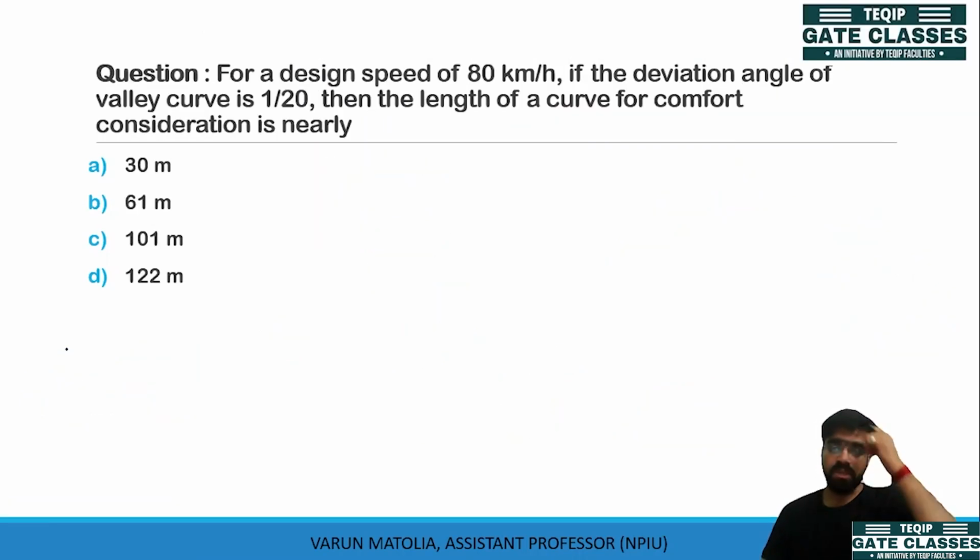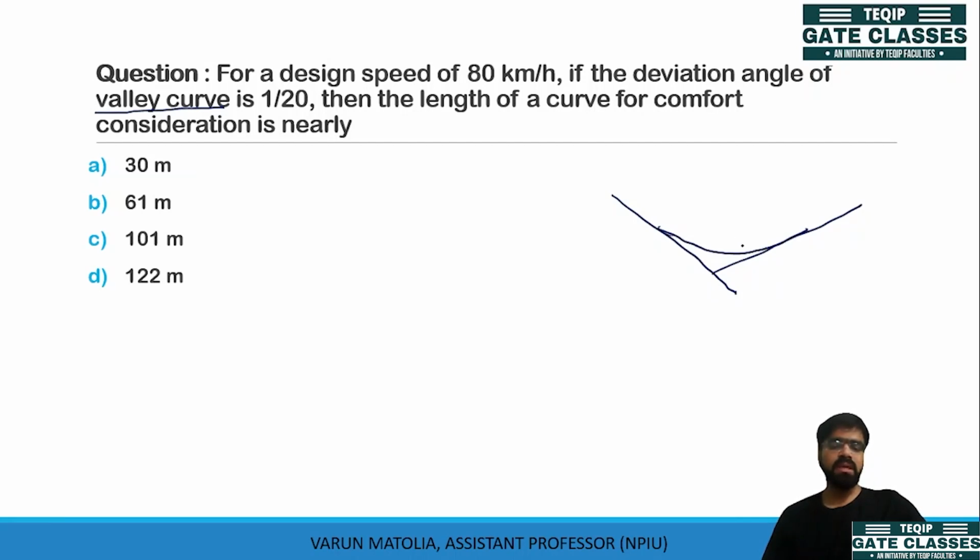Okay, so this is the question which you are going to do. I think this is the last question, and this question is on valley curve. So what is a valley curve? When a descending gradient meets an ascending gradient. The curve which is formed, the valley curve, is designed on two conditions. One, your comfort condition for passengers. Second, night time SSD.